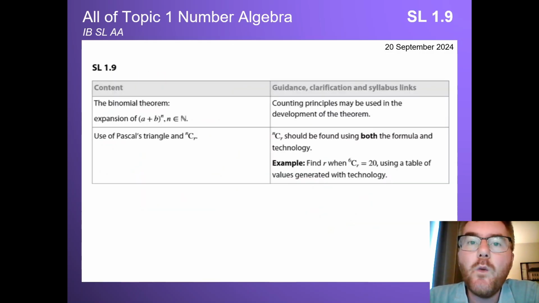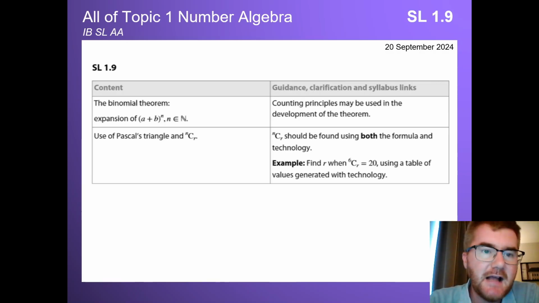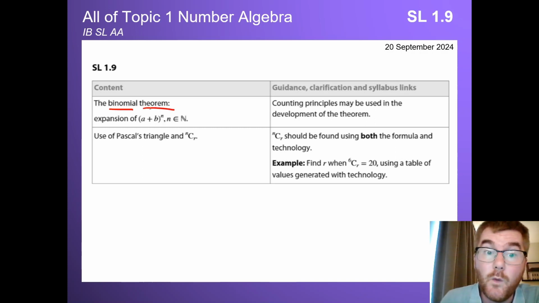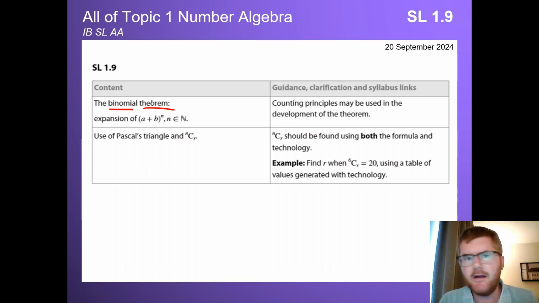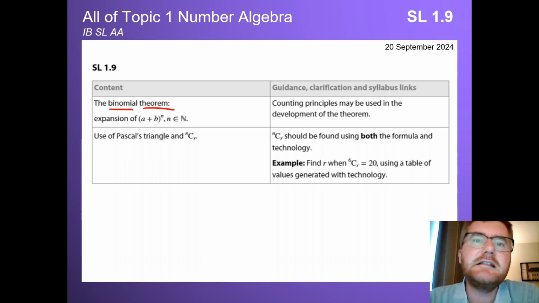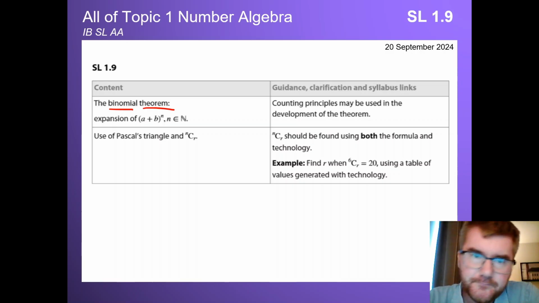Super, on to SL 1.9, the very last point of topic 1, number and algebra, and that is the binomial theorem. It's a biggie, it's one you really need to know well. So specifically being able to expand (a plus b) to the power of n and various things within that, and using Pascal's triangle and nCr. Sometimes we're using technology, sometimes not. Generally this tends to be a paper 2 style question, but it doesn't have to be necessarily.